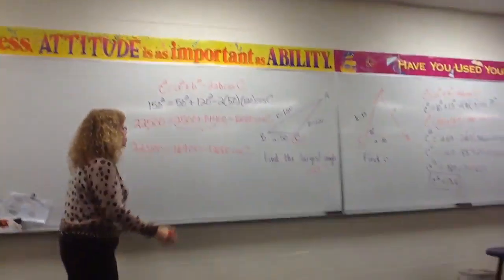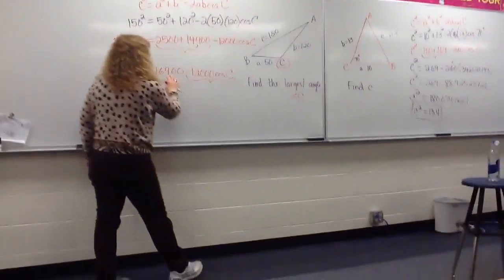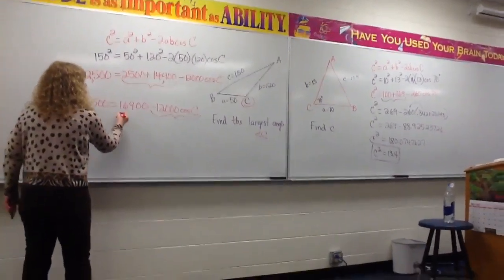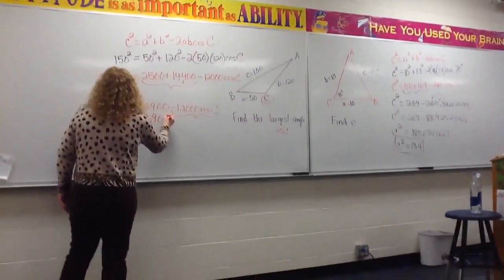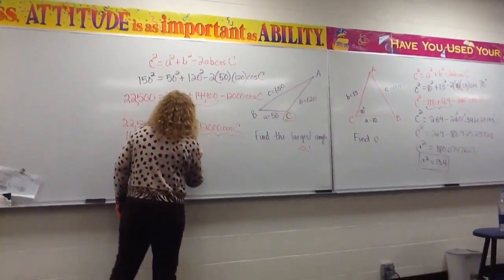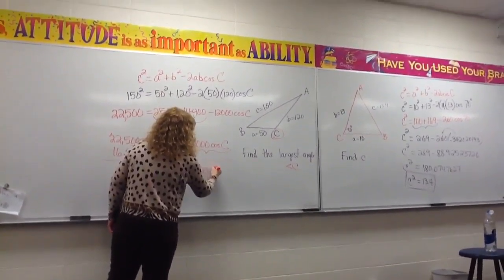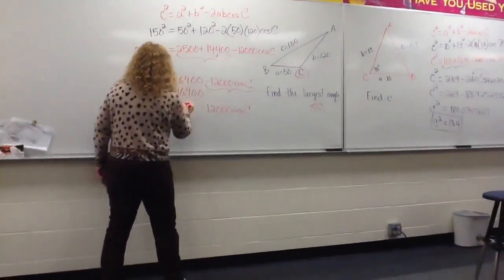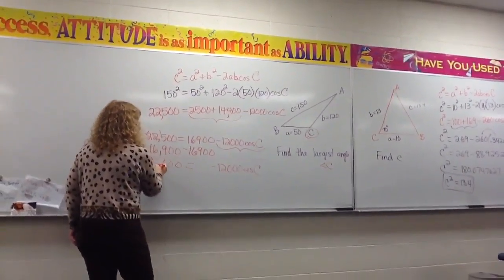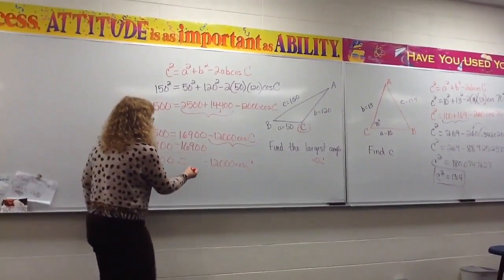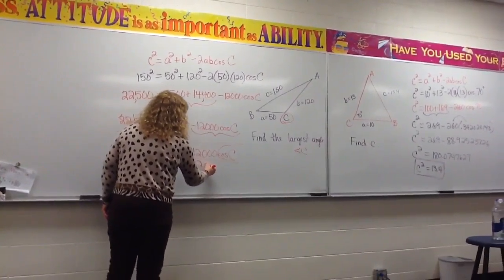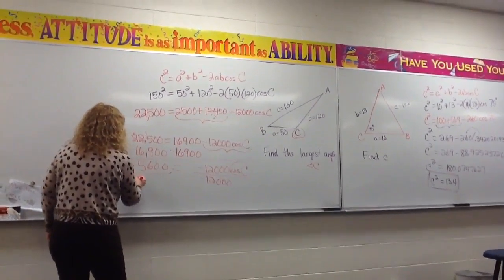Now what would I do? Remember, I'm solving for this term, so I have to get rid of what's with it. How would I get rid of what's with it? So minus 16,900. Then I get 5,600 equals negative 12,000 cosine of C. And then I'm going to divide, because remember, we want to get cosine of C by itself. So I have to divide by negative 12,000.